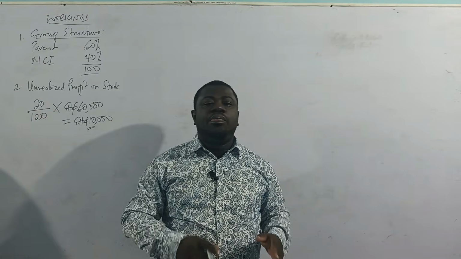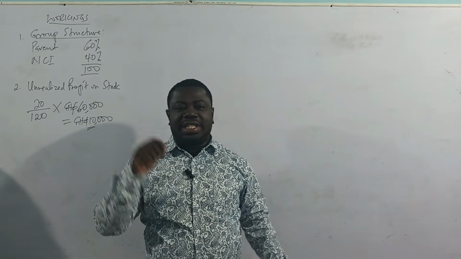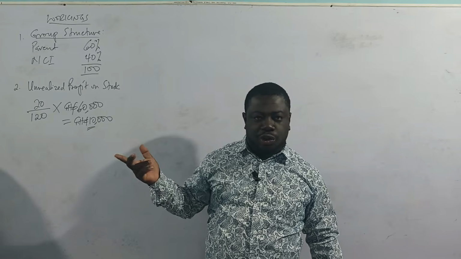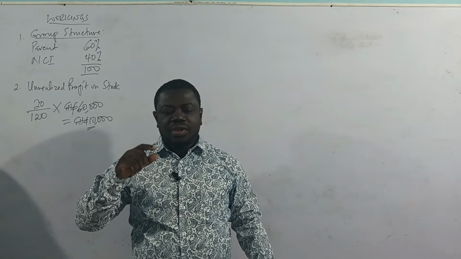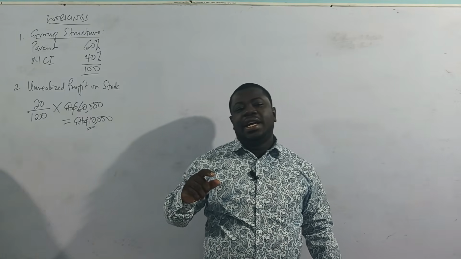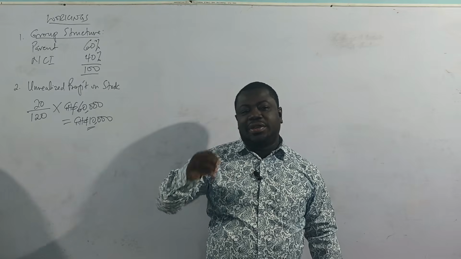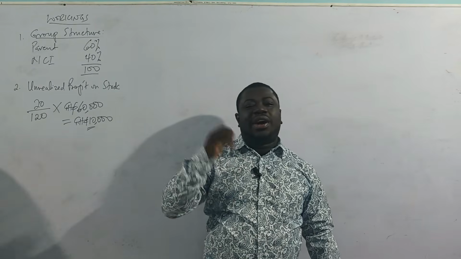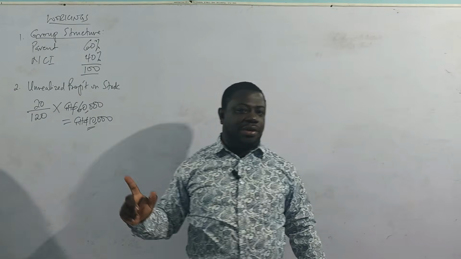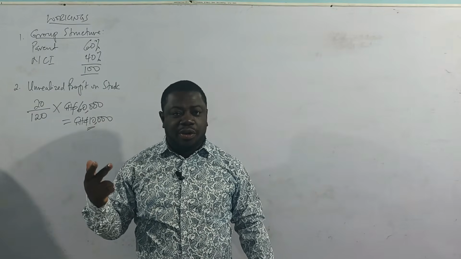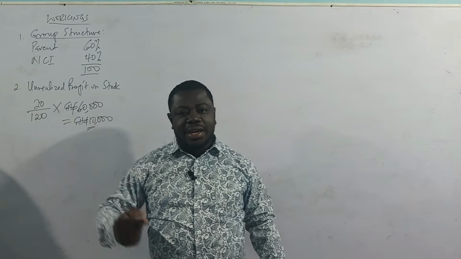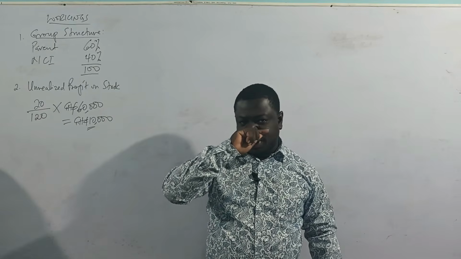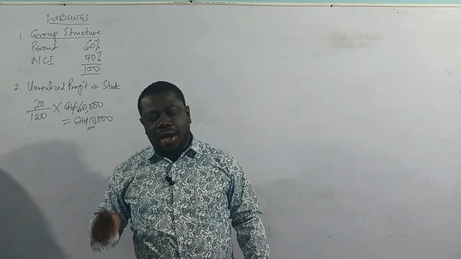Now, when Moon bought Stars Limited, it was discovered, this is a fair value adjustment, which I have taught you already. The net asset of Stars Limited was 200,000 Ghana cedi higher than their carrying amount. So that is a fair value adjustment. There is an increase in the net asset of the subsidiary on the day of acquisition.